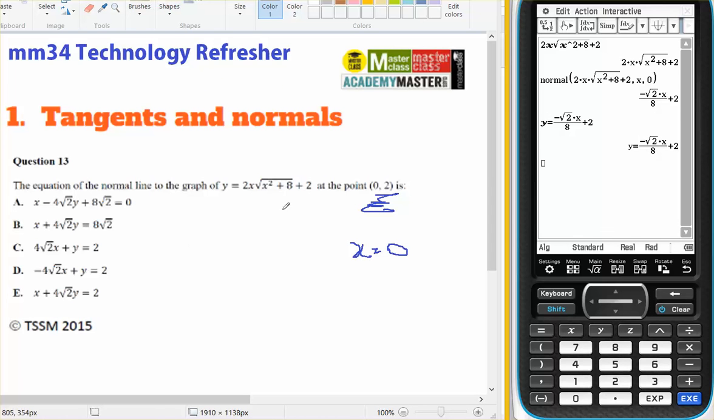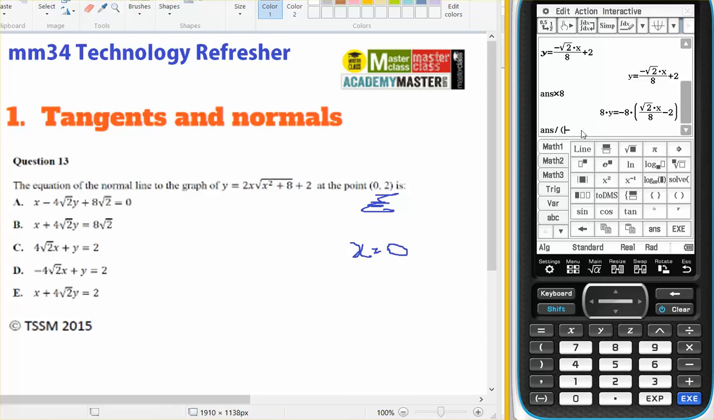Now, that is not in the form I'd like. So I'd like to multiply both sides by 8, and then divide both sides by negative root 2. So why did I do that? I had x multiplied by negative root 2 on 8, and all of these answers have x by themselves, so I multiply by 8 to cancel the 8, and I divide by negative root 2.